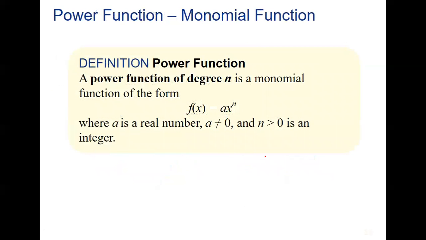Okay, now, a monomial polynomial where n is greater than 0, so not a constant, we just call that a power function. So if you just have f of x equals ax to the n, we call those power functions. So if it's a monomial polynomial that's non-constant, we call that a power function.